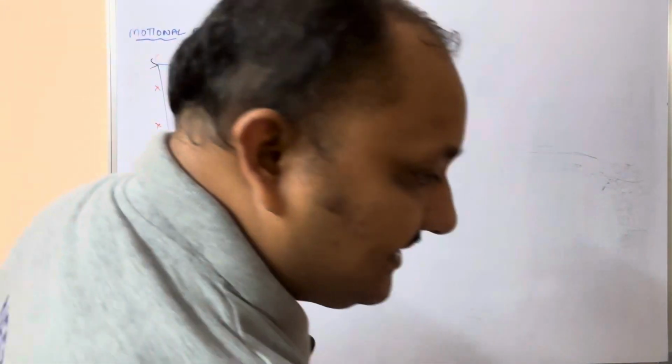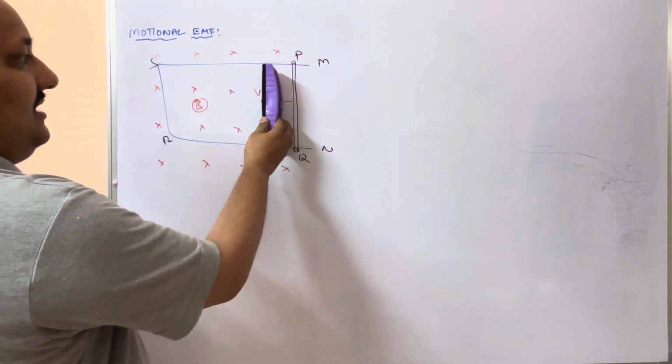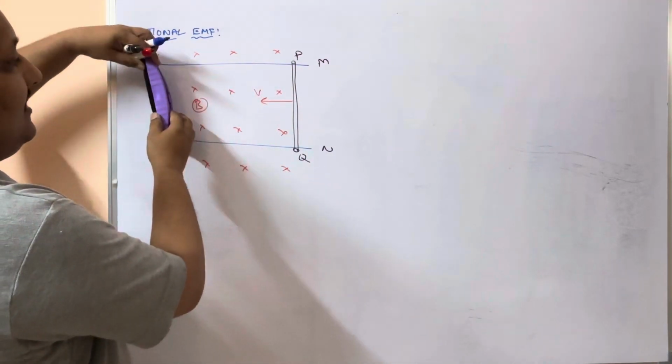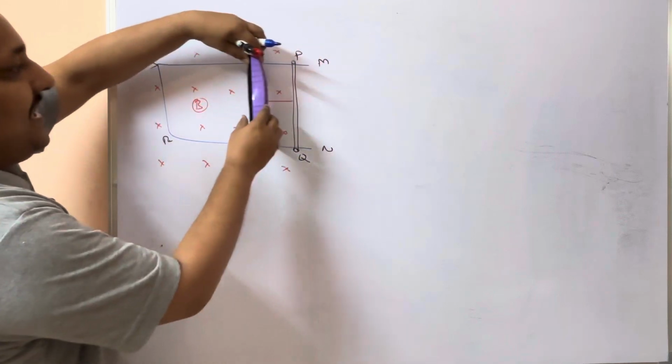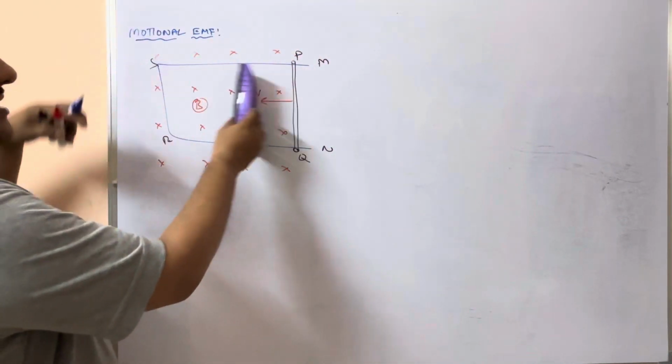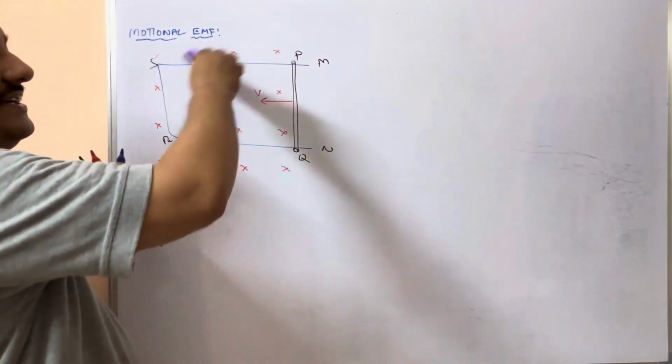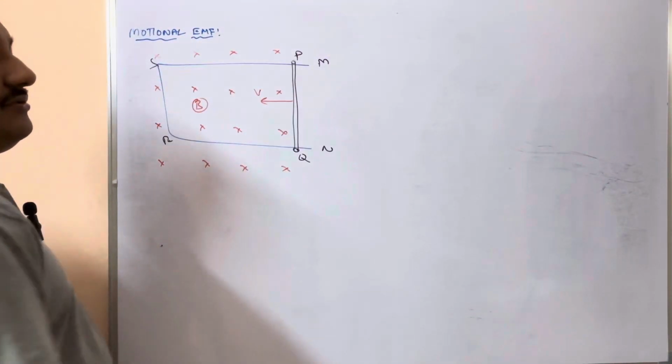Whenever it is moving like this, see here, what is changing is its area. Whenever this area is changing, the magnetic flux is going to be changing. Like this, whenever it is going like this also, the area is changing, therefore flux is going to be changing. The number of field lines passing through this area is going to change.